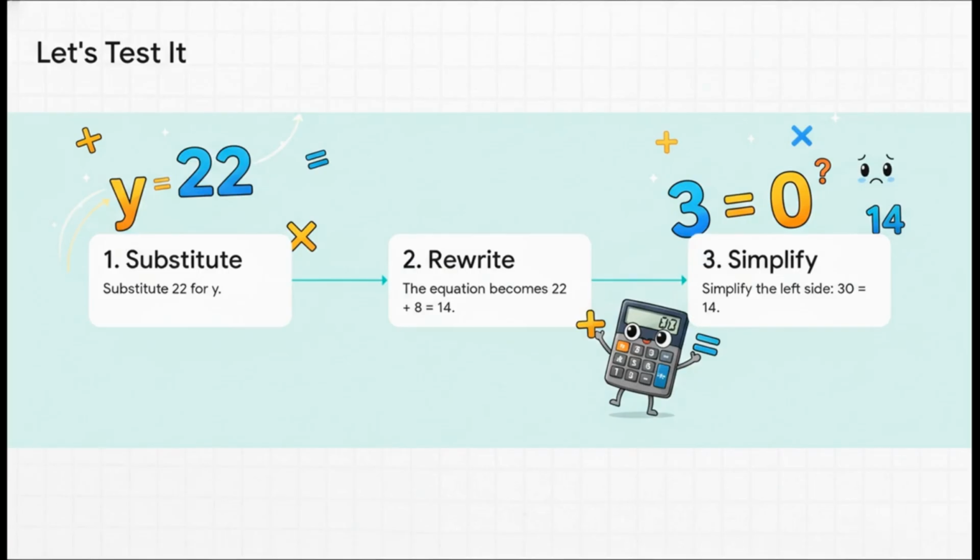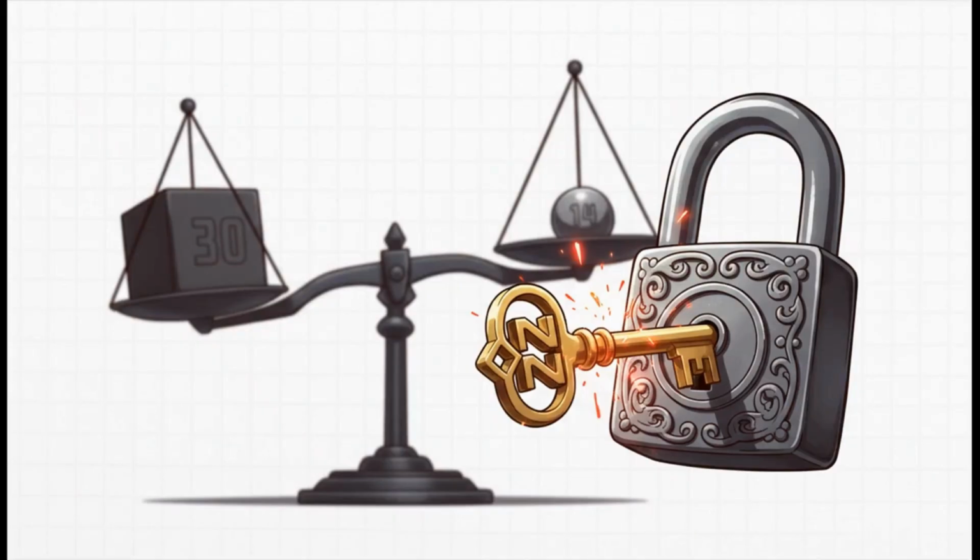And when we do the math on the left side, well, 22 plus 8 is 30. So now we're looking at a statement that says 30 equals 14. And yeah, I think we can all agree that 30 does not equal 14. That is just plain false. So what does that mean? It means this key is a dud. It doesn't fit the lock. And we know for sure that 22 is absolutely not a root of this equation.